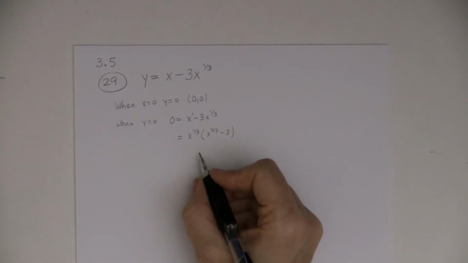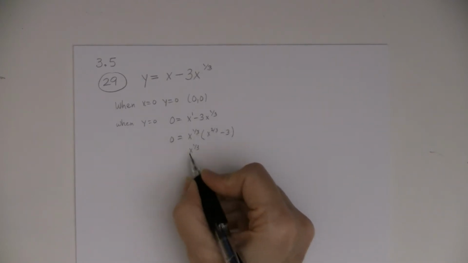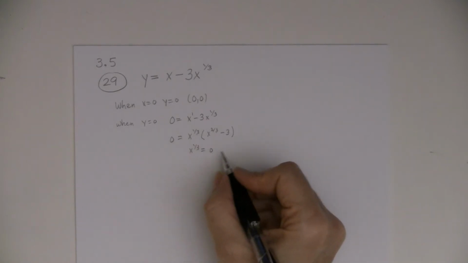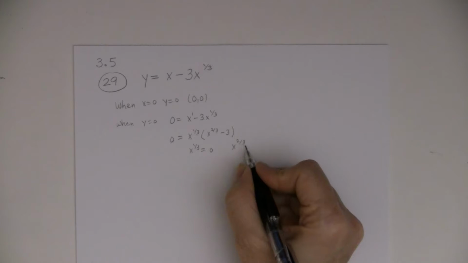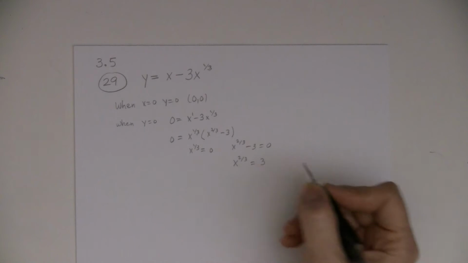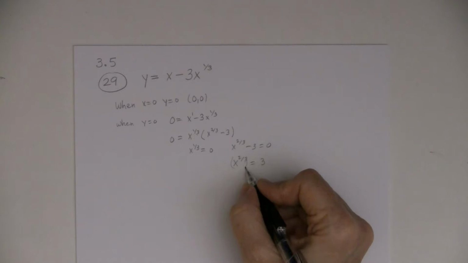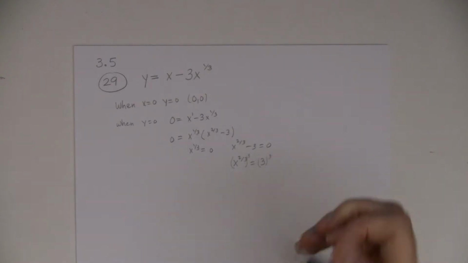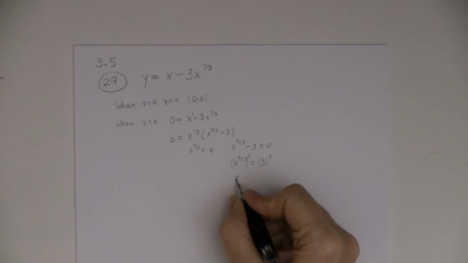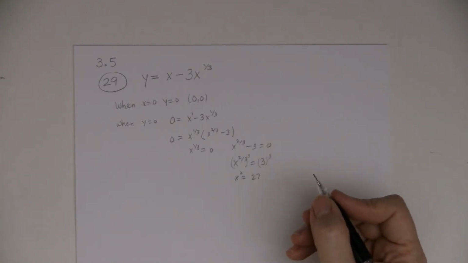And so we already got the 0, right? So 1/3 X to the 1/3 equals 0. X to the 2/3 minus 3 equals 0. So X to the 2/3 equals 3. And then I could raise both sides to the 1/3. Then that would be X squared equals 27. And then I could take the square root.